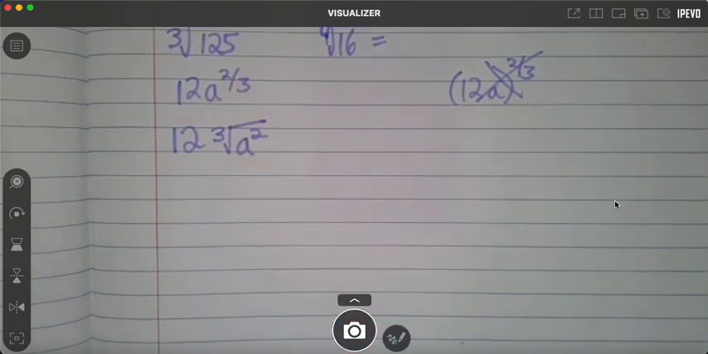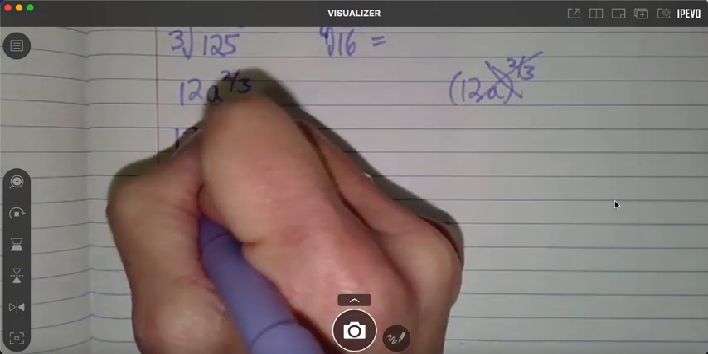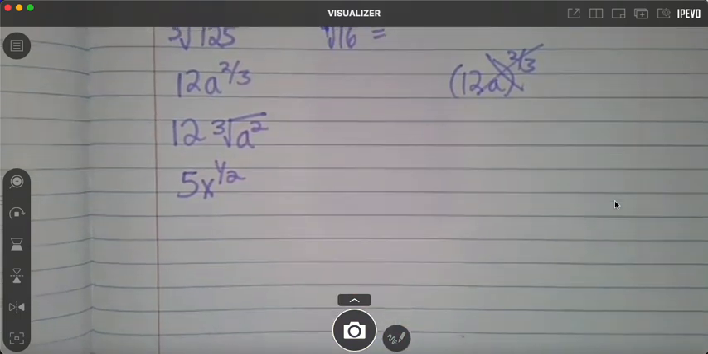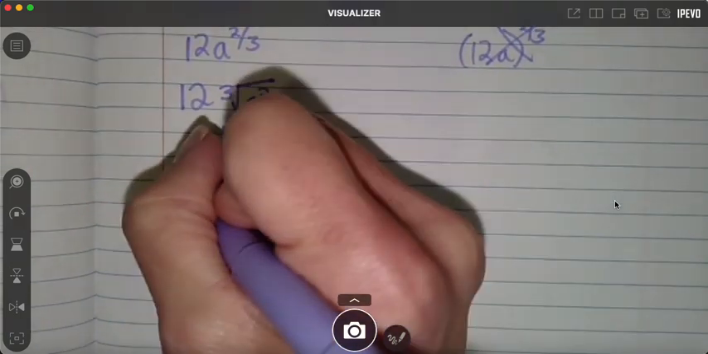Okay, let me do another one. 5x to the 1/2, and it's just my x that's raised to the 1/2. So that's going to be my 5.